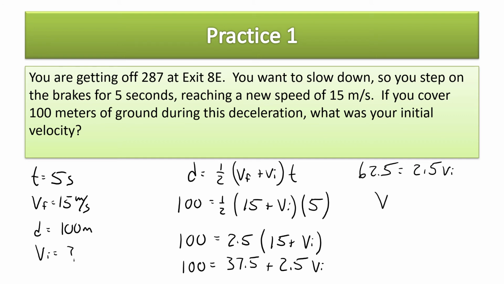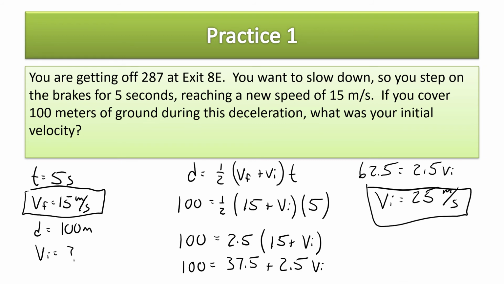And you get an initial velocity of 25 meters per second, which makes sense. So we started at 25 and then we ended up at 15 because we're slowing down. Our acceleration would be negative if we solved for it, but they didn't ask for the acceleration.